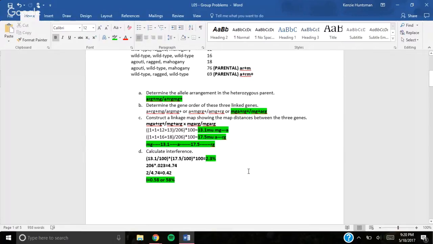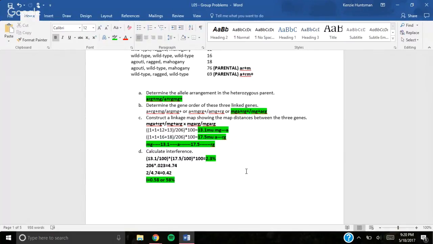And once you find out what's in the middle, you can find out the distances. So to find the distances, you find the distance between the MG and the A alleles plus your double crossovers, divide that by your total number times 100 to get 13.1 and 17.5.